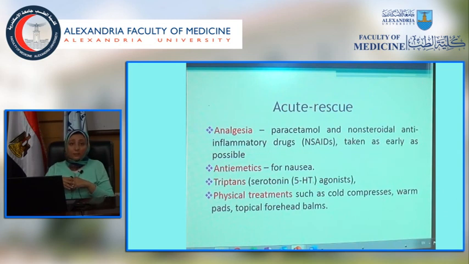You have antiemetics. As you can remember, we said that nausea and vomiting might be an associated factor with migraine, so we can give an antiemetic for this nausea. A serotonin agonist like triptan is one of the FDA approved medications for adolescents. Again, during the acute rescue treatment, you can put the child in a quiet, dark room with cold compresses. This will make the headache go away much faster.